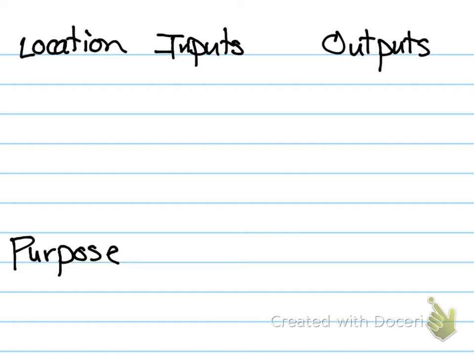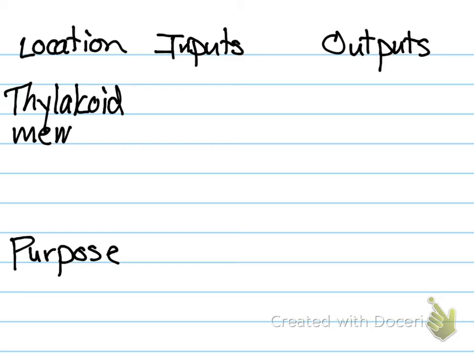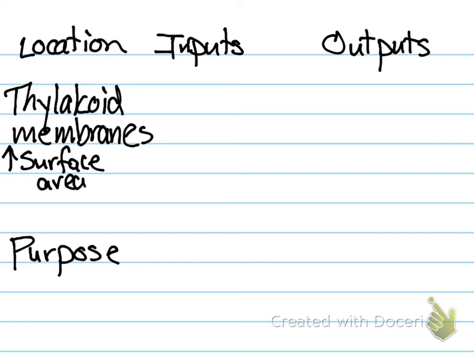So let's think about where this is happening. That process was occurring along the thylakoid membranes. You'll remember that those membranes surround the thylakoids and they are in pancake-like stacks. Those stacks have high surface area, meaning more space for these reactions to occur.